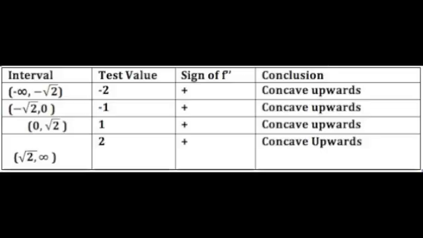In the concavity test, we got a value for the intervals and substituted them in the second derivative and analyzed if it was positive or negative, and they were all positive, which means they go upwards.